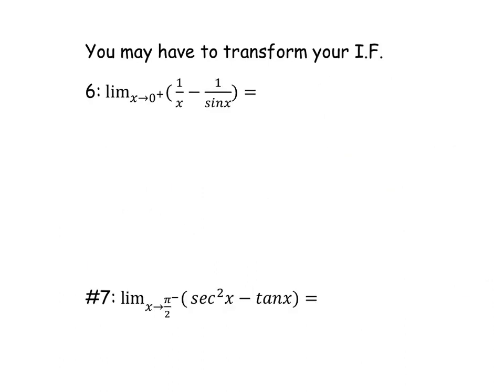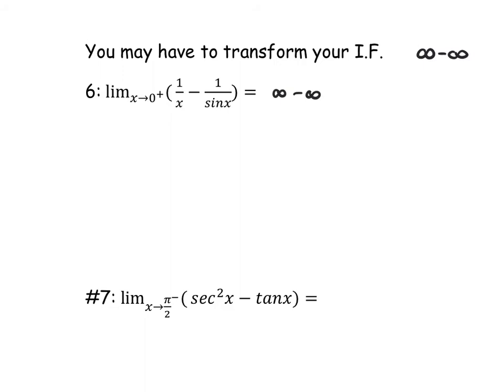Okay, 2 more examples here. These are examples of infinity minus infinity. Okay, so let's take a look at why they are that form and how we work with it. So if I took the limit as x approached 0 from the right of 1 over x, I would get positive infinity. And if I took the limit as x approaches 0 from the right of 1 over sine x, I get 1 over 0, which of course is infinity.